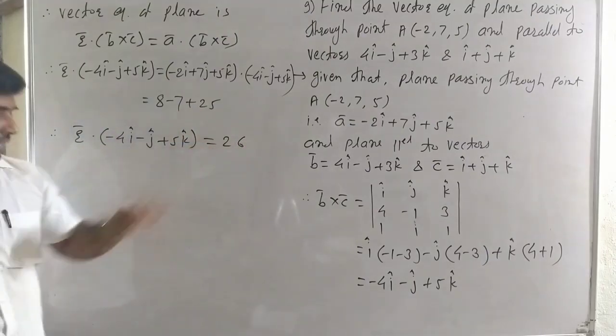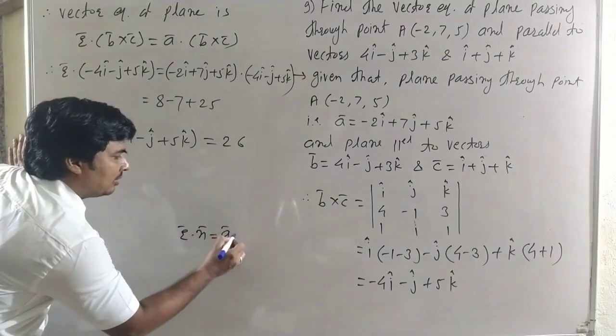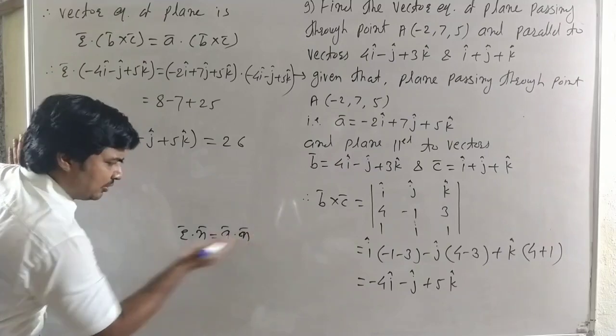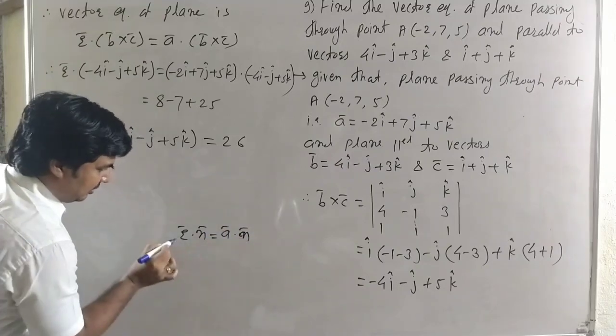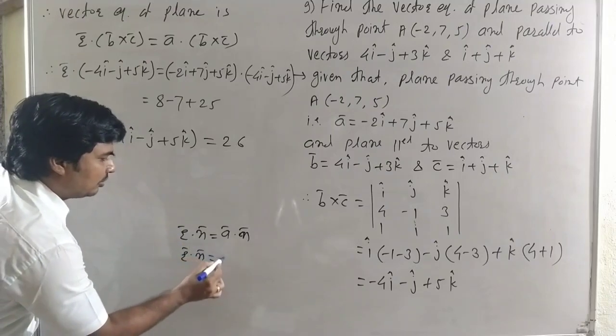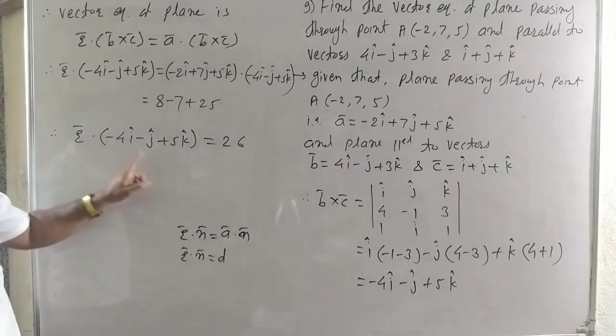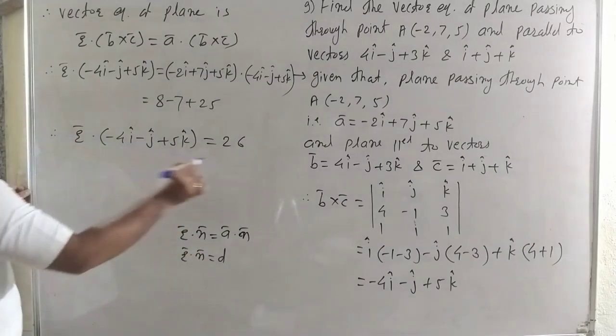We can write here r bar dot n bar is equal to a bar dot n bar. It is the equation of plane, but it is a scalar product. Here r bar is any variable point, therefore r bar dot n bar is equal to d. Okay, it is the last answer, r bar dot n bar is equal to d. It is a sufficient answer.